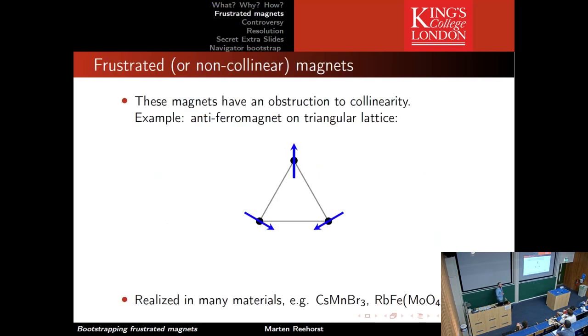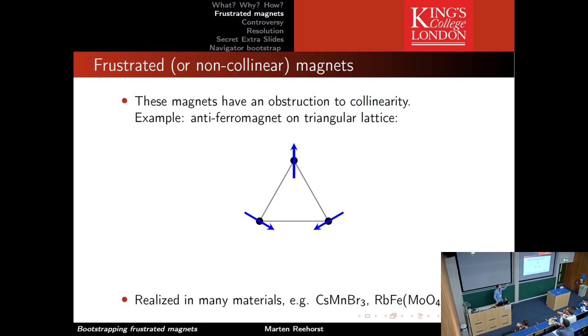So what is a frustrated magnet? Now we all know what a magnet is. If you have a simple antiferromagnet, for example, and you put it on a cubic lattice, then you will see that there's this ordered phase where neighboring spins are pointing in the opposite direction of each other. But there are also some magnets that show slightly more complicated structure because there's some obstruction to such collinearity.